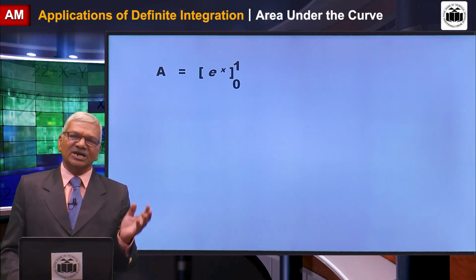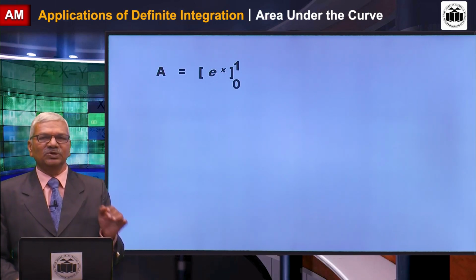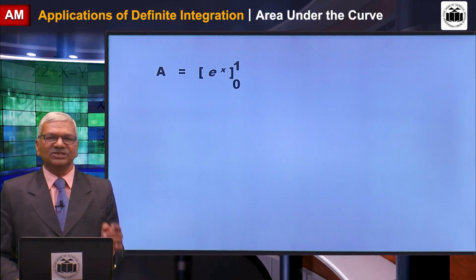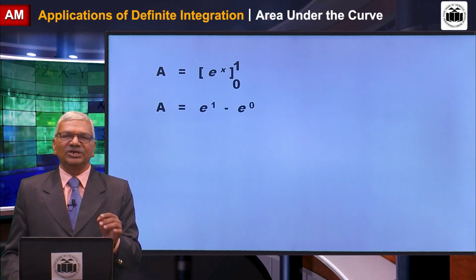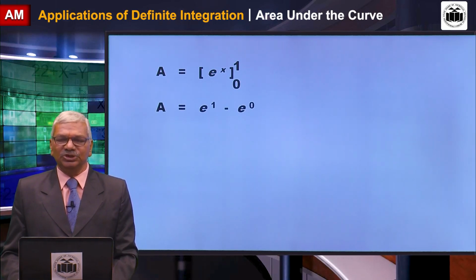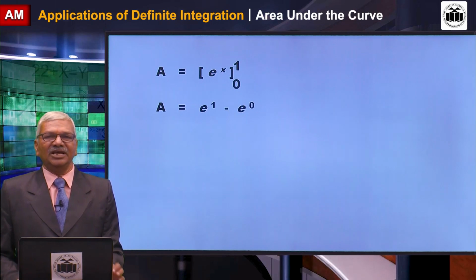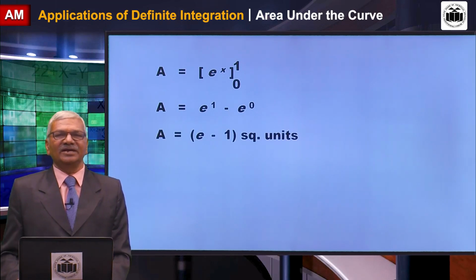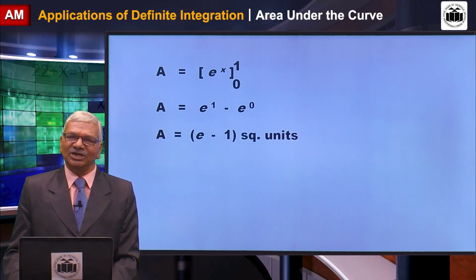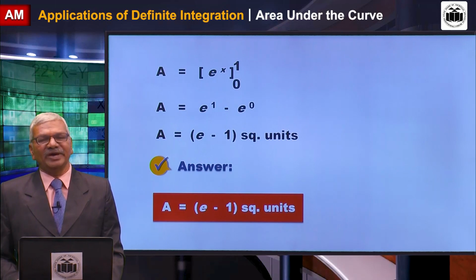Now you have seen in the last chapter how to put the limits. First we put the upper limit x equals 1, then the lower limit x equals 0. We get the area equals e raised to 1 minus e raised to 0. Can you guess what is the answer? Yes, right. Because e raised to 0 is 1, hence the area is e minus 1 square units. Understood? So the answer is e minus 1 square units.